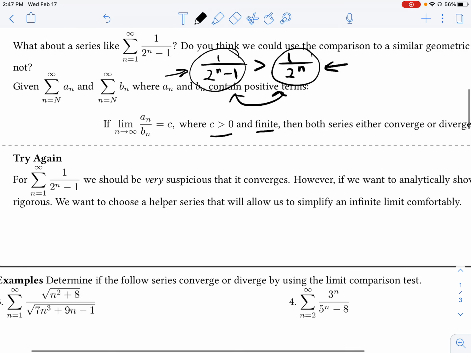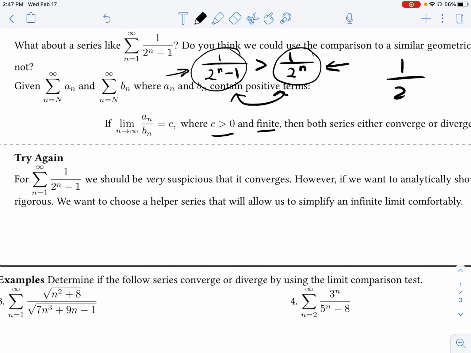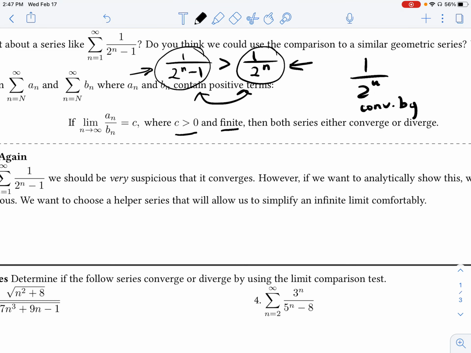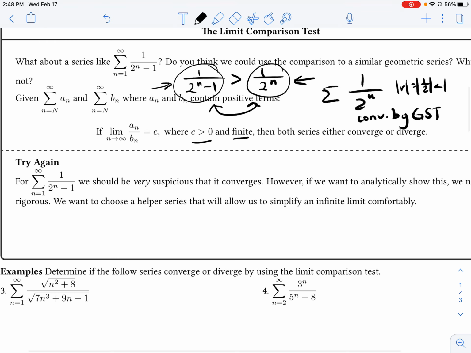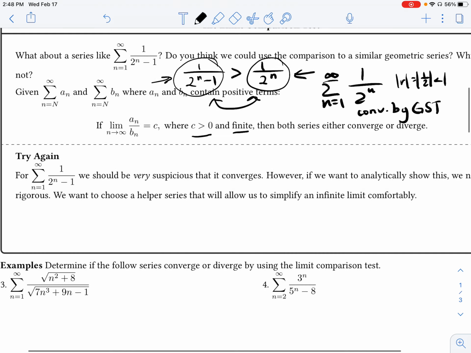So I'm going to assume that you already know that 1 over 2 to the n converges by GST and that you've already written that justification, okay? I'm not going to do it all now, right? Although I might as well. We already just did in the previous problem, but I'm going to leave that there. All right, so you know that this series here converges by GST. Our helper series converges by GST.